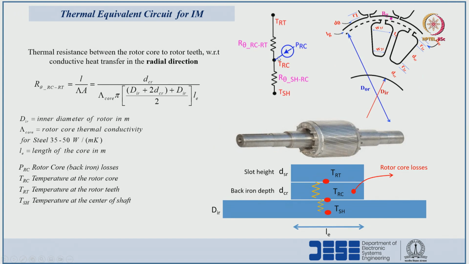In the same way, consider the thermal resistance between the rotor core and rotor teeth with respect to conductive heat transfer in the radial direction. From this point to this point, what is the thermal resistance? That is R theta RC to RT, rotor core to rotor teeth.